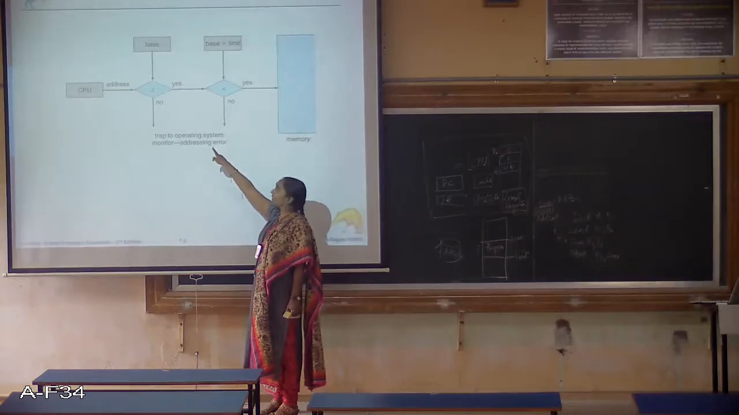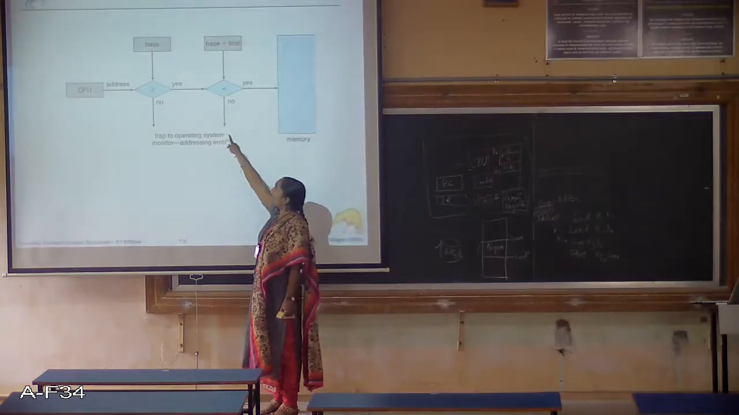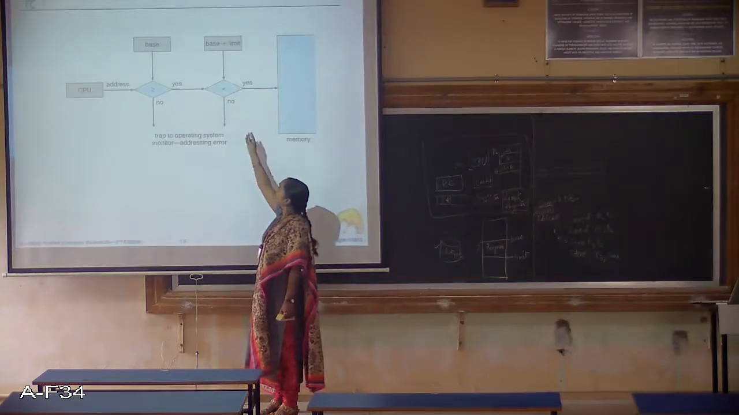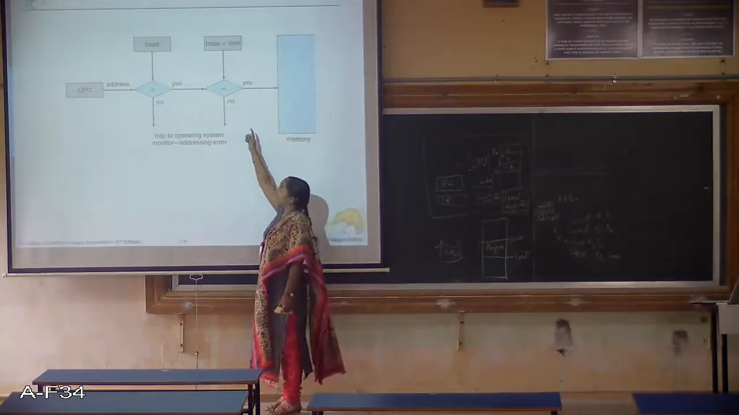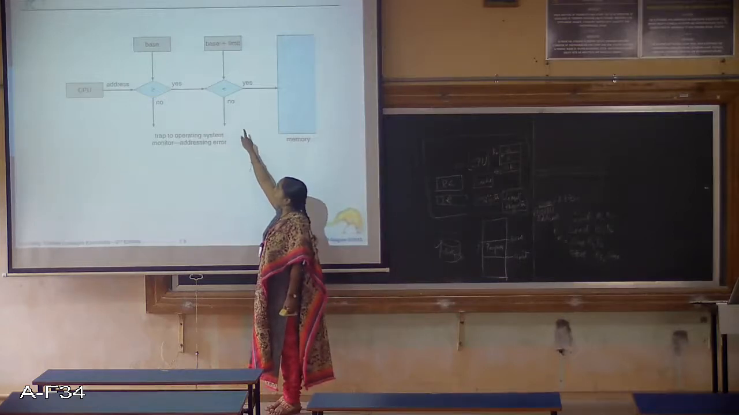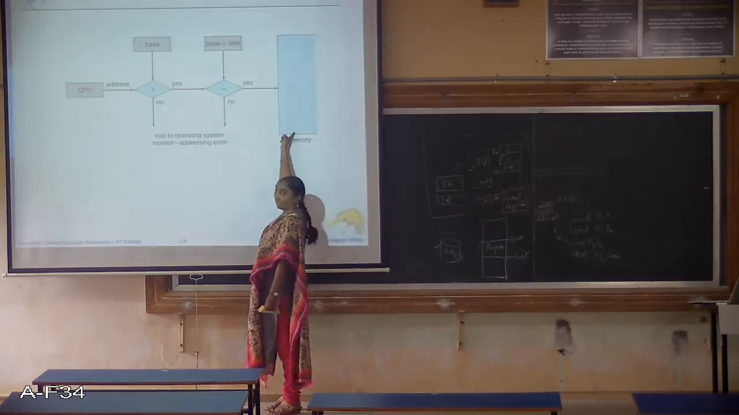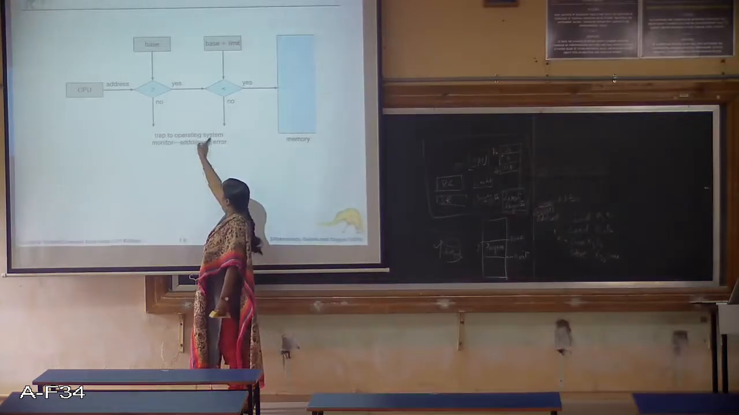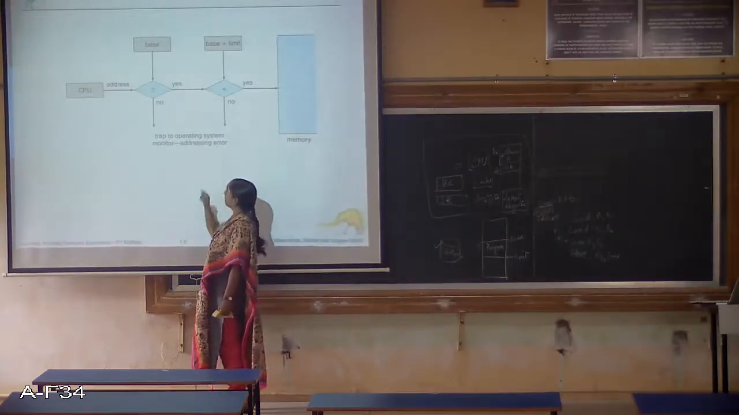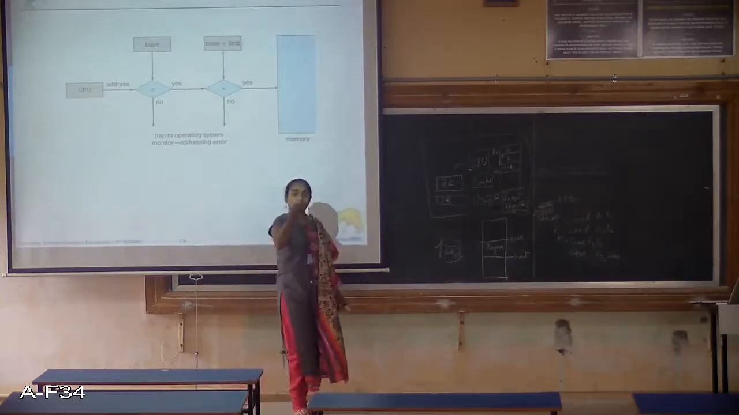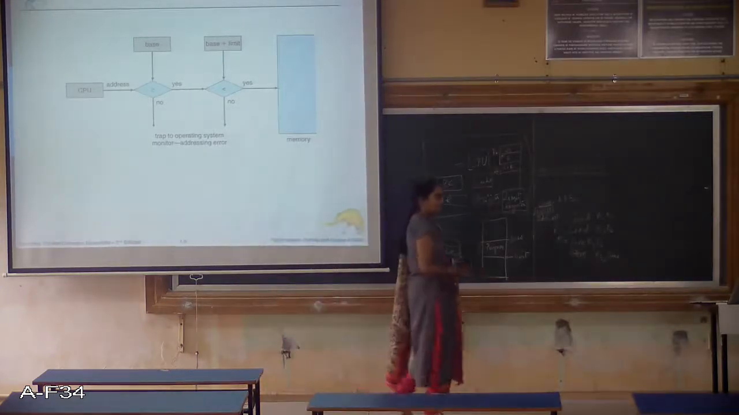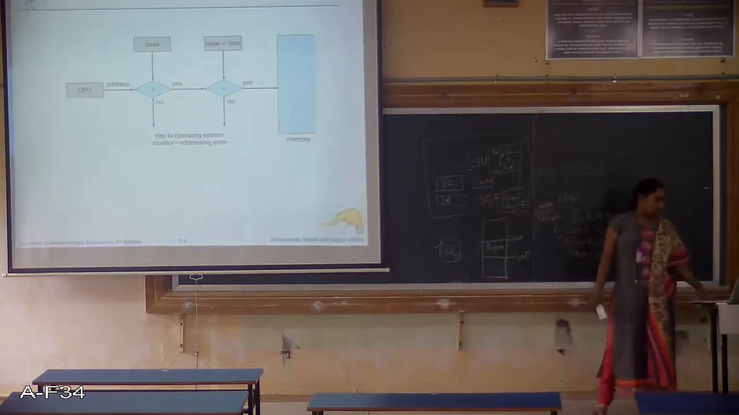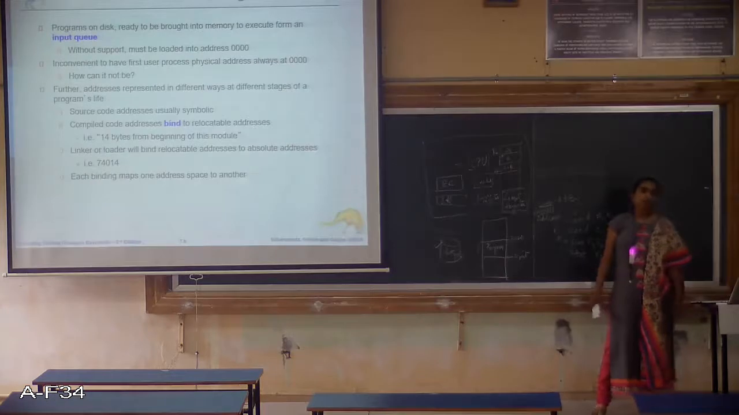So how will this work? When you are trying to access, the CPU generates an address. That address, it will check with the base register. If it is greater than or equal to the base register, if yes, then it will go and check whether it is below the limit, base plus limit, whatever is the value, whether that address location is within that value. If yes, then it will allow you to access the memory. Otherwise, it will generate a trap to the operating system monitor, an addressing error. It will generate an addressing error.